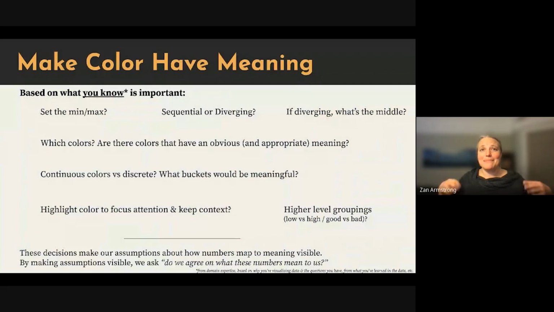So to recap, let's make color have meaning based on what you know is important, either from the data, what you learned already, from your context, your domain expertise, from outside information, or for what you're trying to understand, what your question is. And use that to say, well, what should the min or max be, or what buckets would be meaningful?